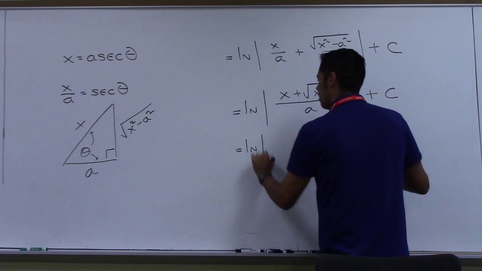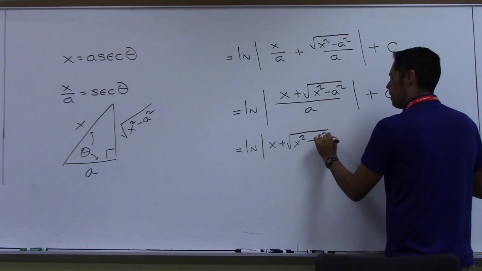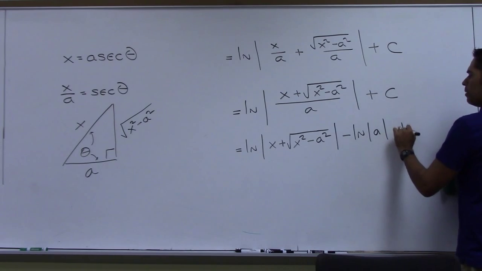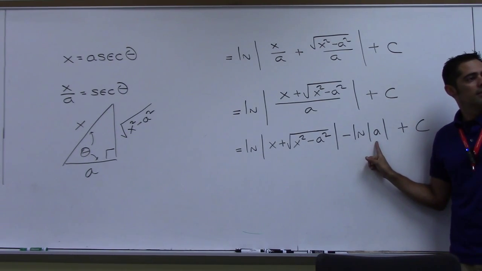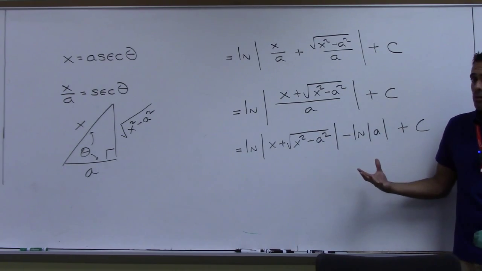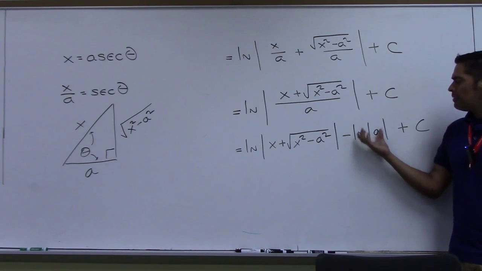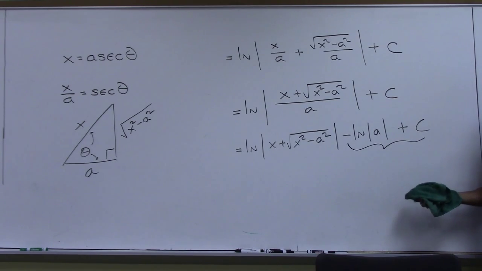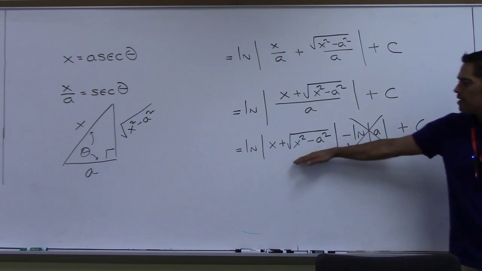This is natural log of x plus root x squared minus a squared, and then minus natural log of a, and then plus c, right? But a is a constant, and natural log of a number is just a number. If I have some number here and I add a constant to it, it's still just a constant. So what they would do is completely dump this from the answer and just say plus c. And so you would have this plus c.